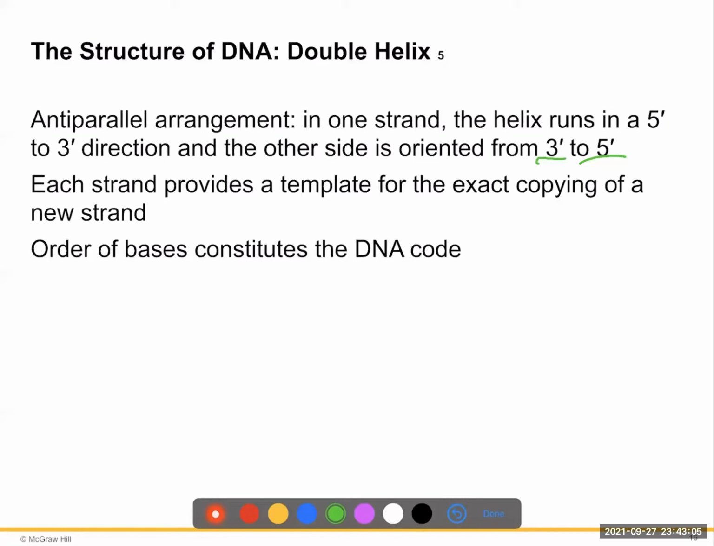Okay? Every strand provides a template for exact copying of a new strand. So when it opens up those hydrogen bonds, we can duplicate it, we can copy it. Okay? The order of these bases, whether it's adenine, cytosine, guanine, thymine, adenine, whatever that order is, that's your DNA code. That order is the code for what proteins are going to be produced by the cell.